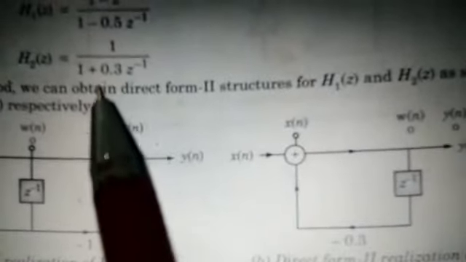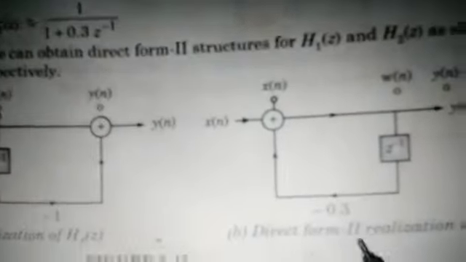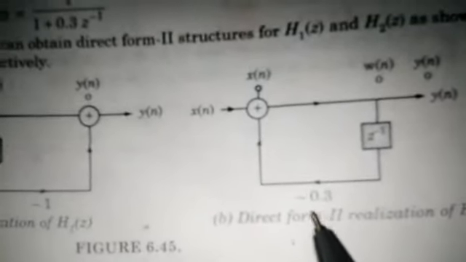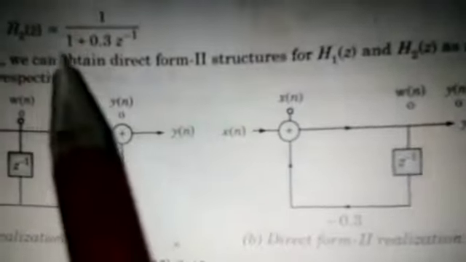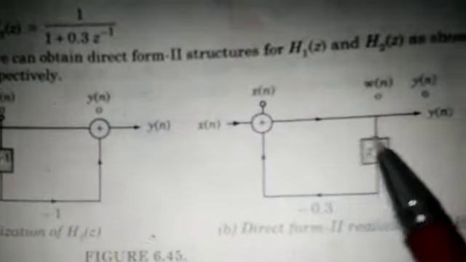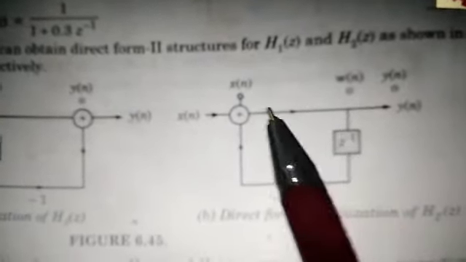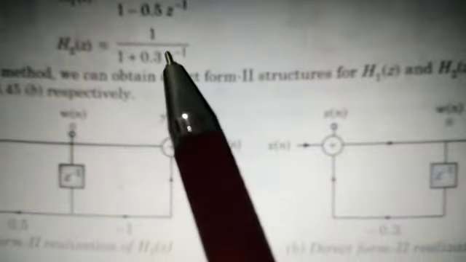Now this H2 of z, in the same way we will represent in the direct form 2 realization. Here in the denominator the coefficient is plus 0.53. We will represent minus 0.53 here after this delay, this coefficient, and this 1 is represented by this line. So this realization is the direct form 2 realization of this H2 of z.